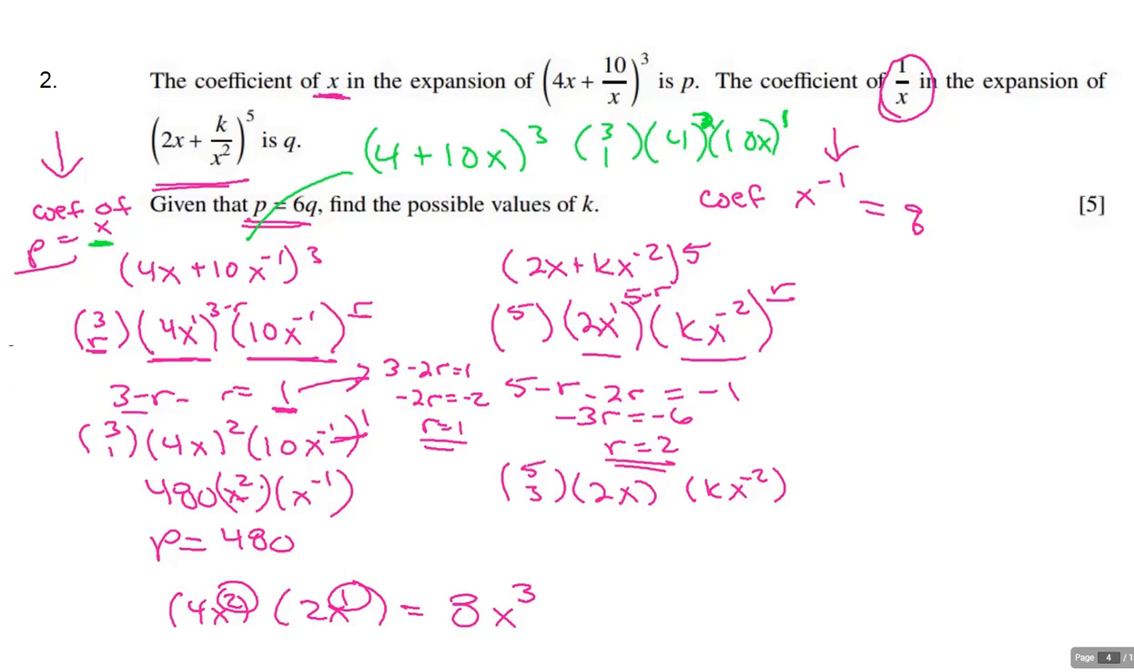So that makes this a 2. That makes this a 2. And that makes this a 3. All right. So now let's take a look at this. What's 5 choose 2?